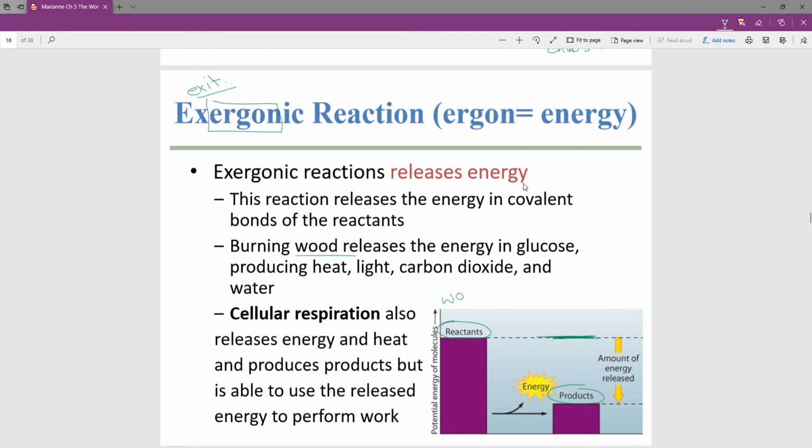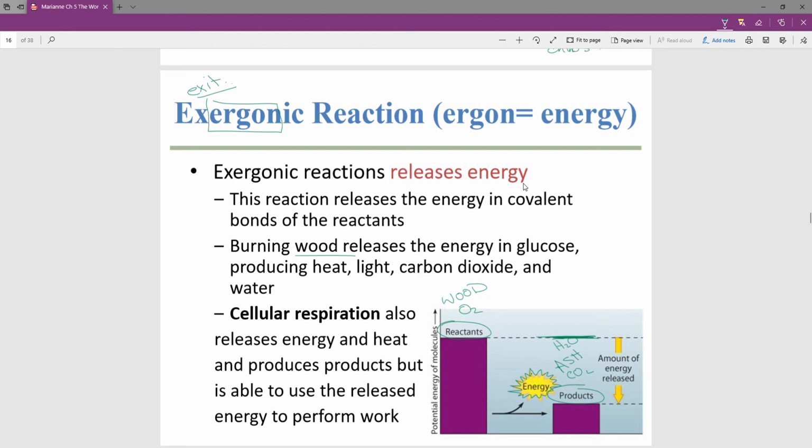So we've got wood up here with lots of energy, and it's going to combine with oxygen to produce our ash, carbon dioxide, and maybe a bit of water, right? But the key thing is that that's producing heat energy for my house, right? That would be an exergonic reaction.